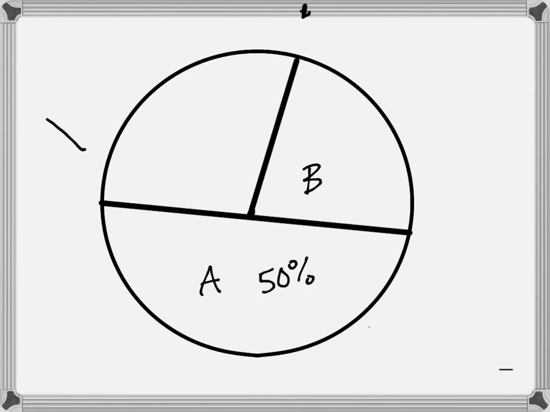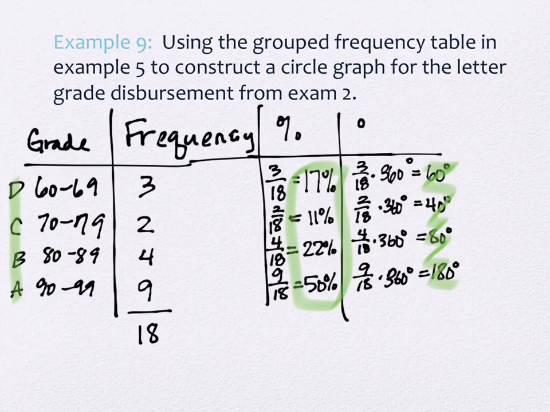The B is supposed to be 80 degrees, which was supposed to represent 22%, I believe, correct? Okay. C. The C value is, let's see, 11%. It's a 40 degree mark, right?